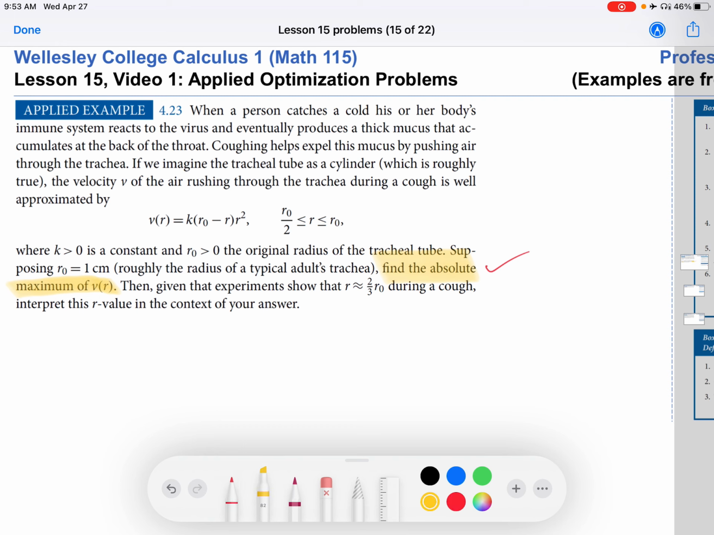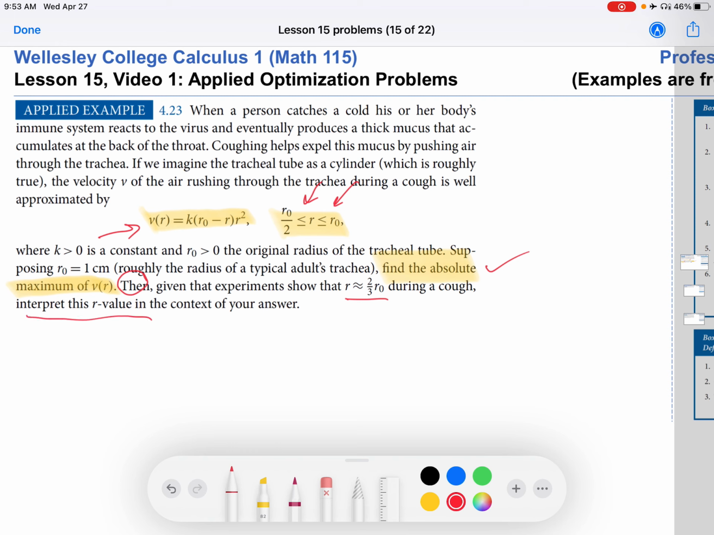But really what makes it simple is we're given the function we want to, in this case, maximize. So this function is called, therefore, the objective function. Our objective is to maximize it specifically. And we're also given the interval. Okay, and this is a closed interval because it includes the endpoints. Okay, and then there's another thing we have to do. So it says then, given that experiments show that R is approximately 2/3 R sub 0, interpret this R value.